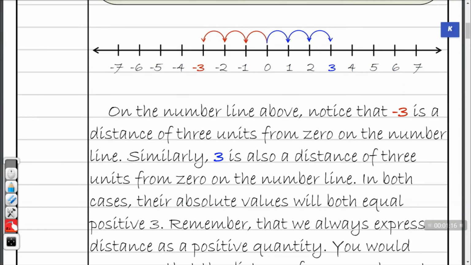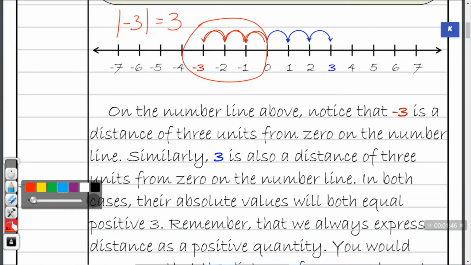On the number line above, notice that negative 3 is a distance of 3 units from 0 on the number line. Similarly, 3 is also a distance of 3 units from 0. In both cases, their absolute values will both equal a positive 3. If I look at this negative 3, it is also 1, 2, 3 away from 0 on the number line. So the absolute value of negative 3 is also equal to 3.